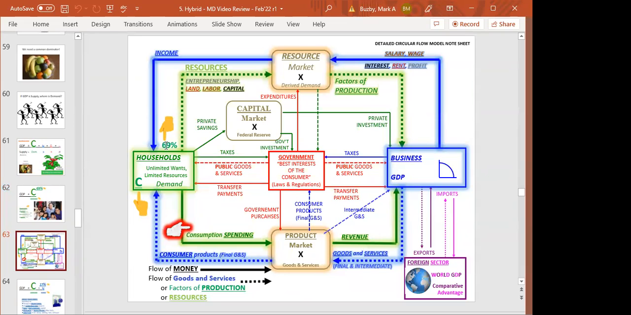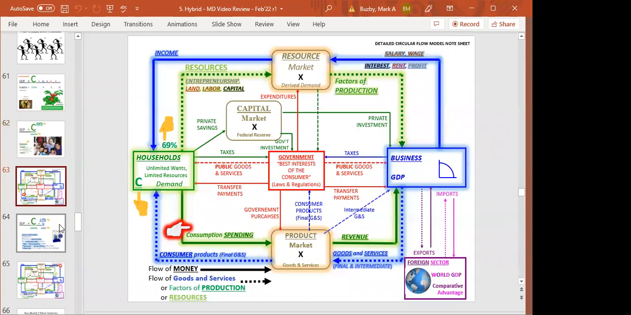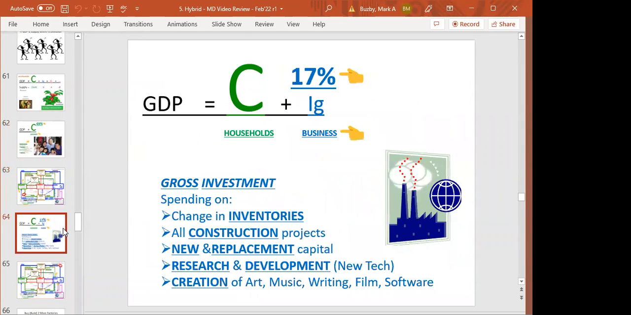So you should have the 69 here. And then the 17 goes in the government. Now here's where we come in with this new replacement capital stuff, right? Changes in inventories, construction projects, capital, research and development, creation of other stuff. Remember, if you are an artist and you are creating new music, that's your production.